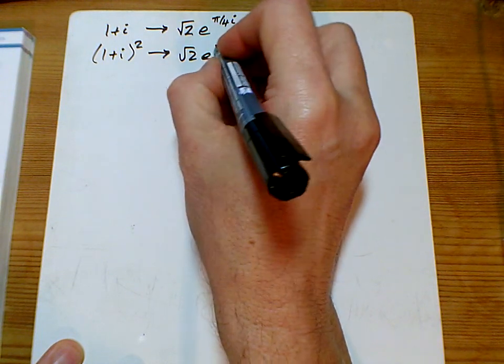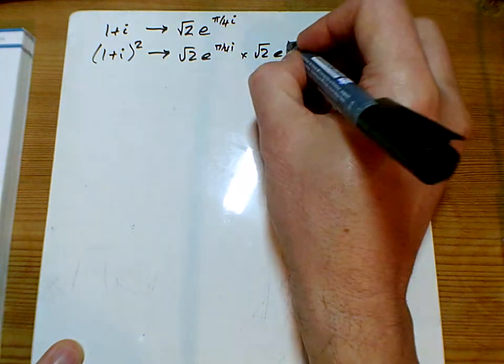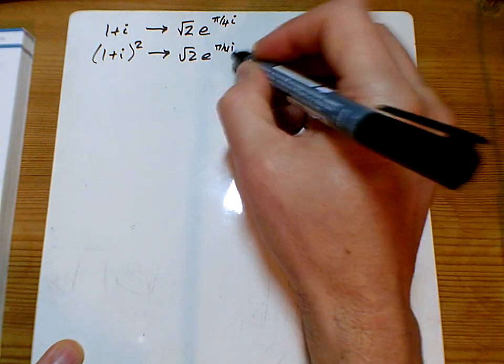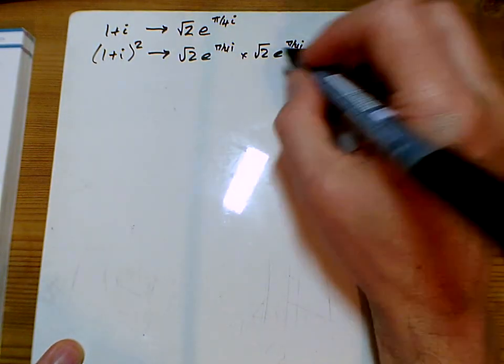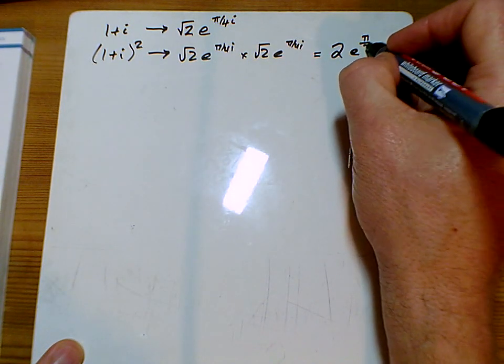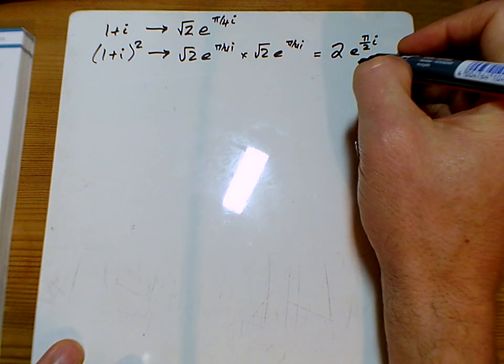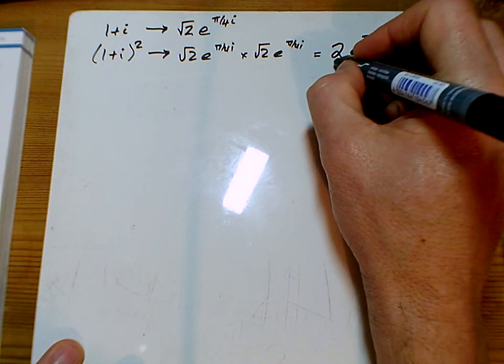So let's go times by itself. And so root 2 times root 2 gives 2. And then adding the powers gives e to the pi over 2i. So 2e to the pi over 2i. Yeah, that's what we wanted.